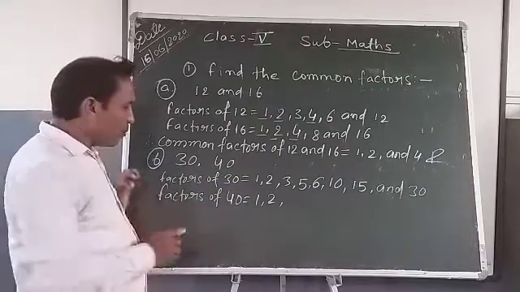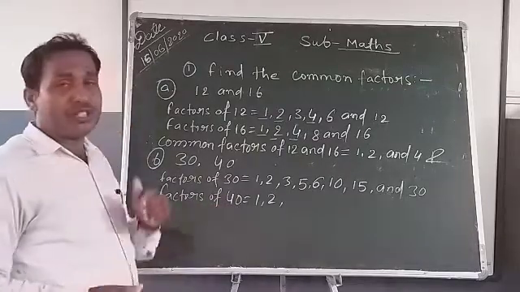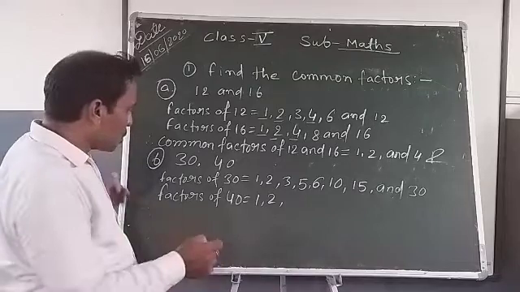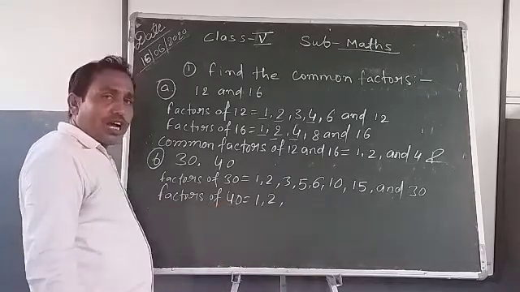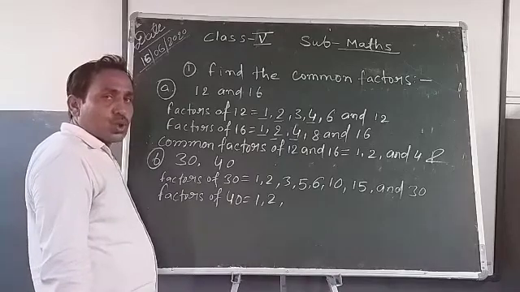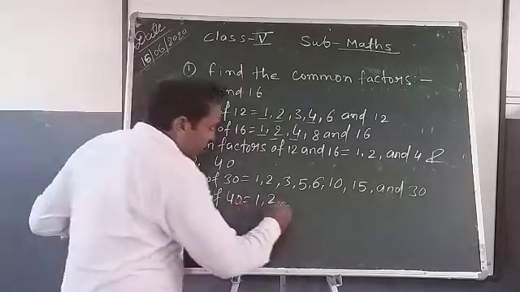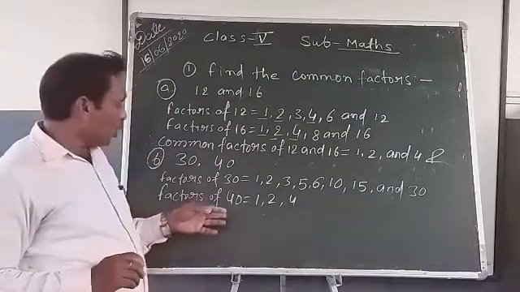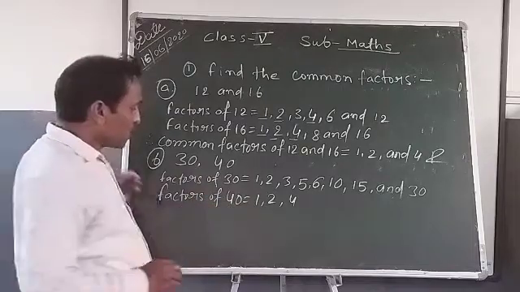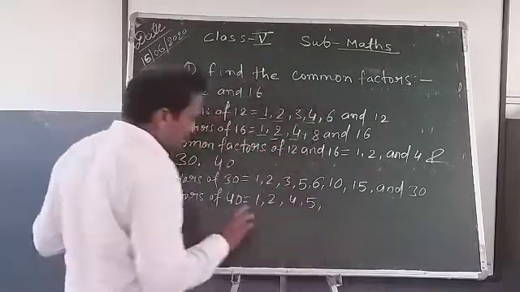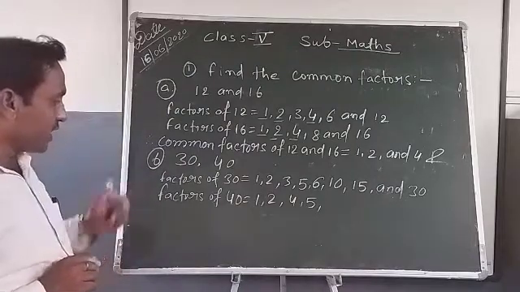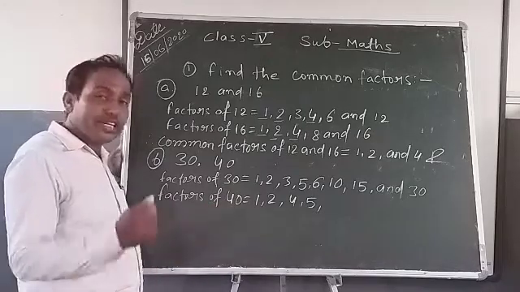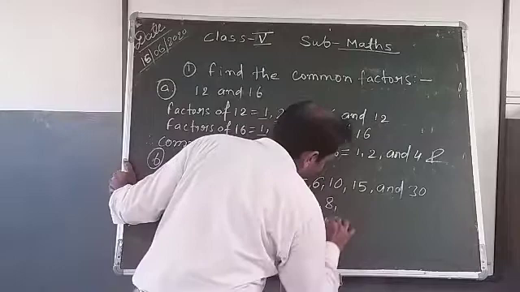Now 4. If the number formed by the ones and tens place is divisible by 4, then the number is divisible by 4. Here the ones and tens place is 40, and 40 comes in the table of 4. So 4 is also a factor of 40. Next you try 5. 40 is divisible by 5 because the unit place is 0. So you write 5 again, and 6 not, 7 not, 8 yes, because 8 fives are 40. So 8 is also a factor of 40.